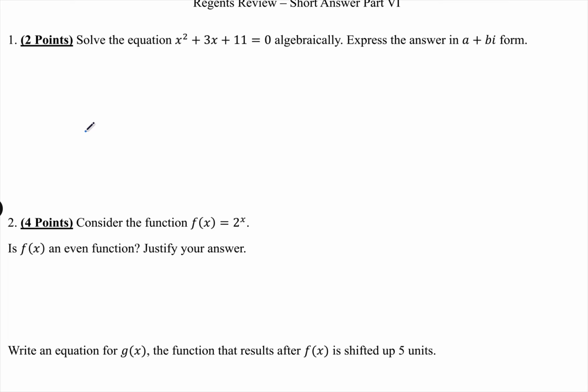2 points. It wants us to solve the equation x squared plus 3x plus 11 equals 0 algebraically. Express the answer in a plus bi form. So right off the bat, I see a plus bi. That means I'm thinking this is going to have imaginary roots. And right off the bat, whenever I'm dealing with something like this, I'm going to think quadratic equation, right? I'm not going to write the entire quadratic equation down, but we're thinking this is going to be my a, right? My a is 1, my b is 3, and my c is 11.